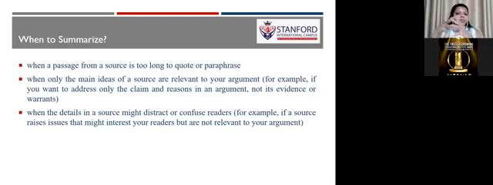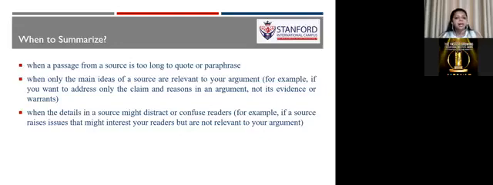Sometimes when you are reading something, you only want to take the main idea of it. Other evidence and supporting details are not relevant to you. You only want to take the main idea because that is the only thing relevant to your argument. In a case like that, you can go for summarizing and just take the main idea away. So that is another one.